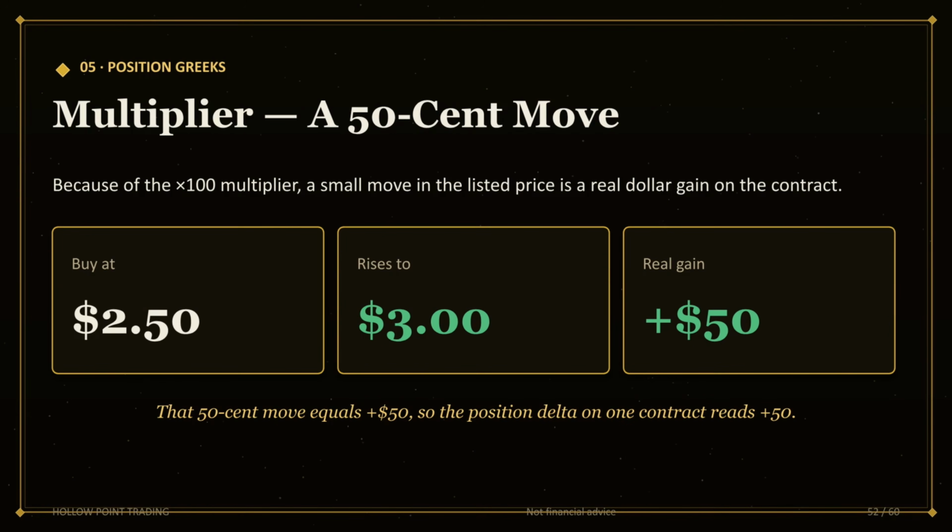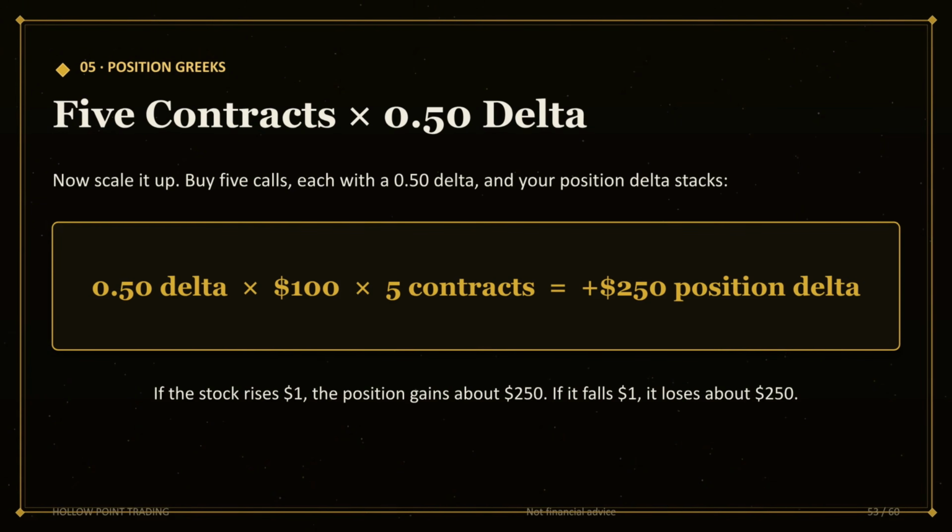Because of this multiplier, even a small 50-cent move in the listed price results in a tangible $50 gain on the contract. This translates directly to the position delta reading. When you scale up to 5 contracts, your position delta stacks accordingly. In this case, 0.50 delta across 5 contracts gives you a total position delta of plus 250.